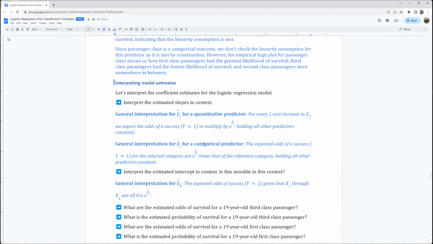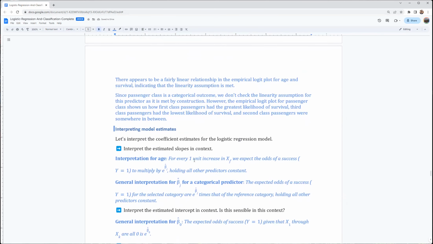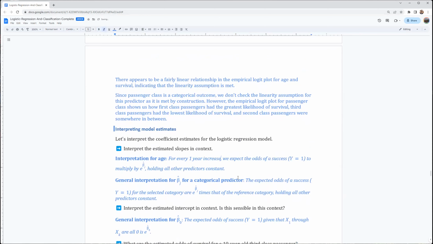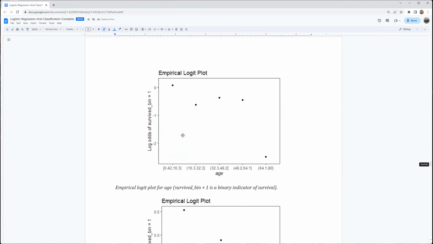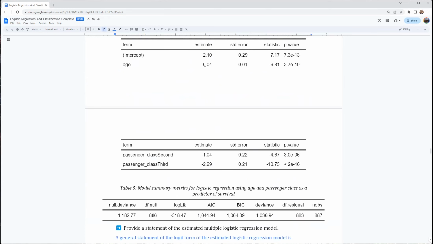All right, so for the slope for a quantitative predictor, this is the interpretation for age. So for every 1 year increase in a passenger's age, we expect the odds of them surviving to multiply by e to the this number.